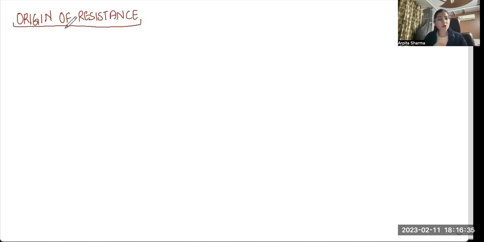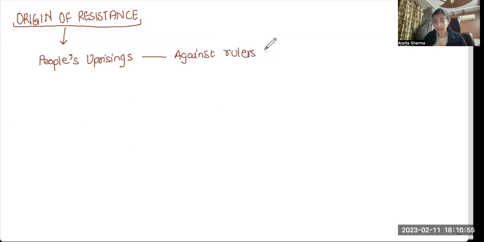Okay. So when we talk about the origin of resistance, it was known as people's uprising. These uprisings were known as people's uprisings. Is tarike ke uprising ko hum people's uprisings bolte the. And these people's uprisings were against whom? Write it down. It was targeted against the rulers and the officials. The British rulers and the officials. Okay. And the reason was, the origination point was, write it down.